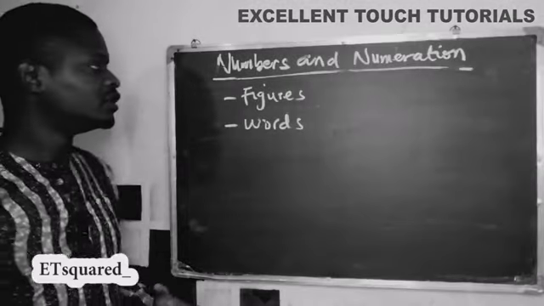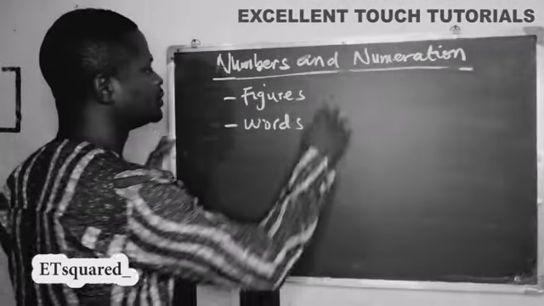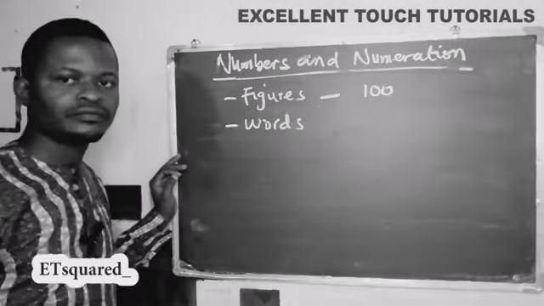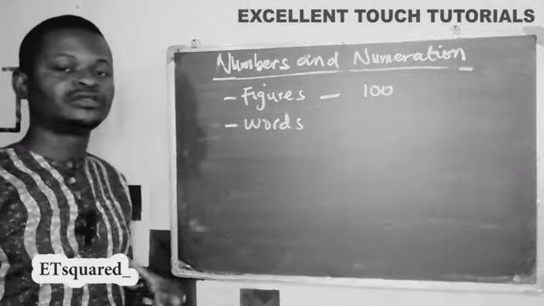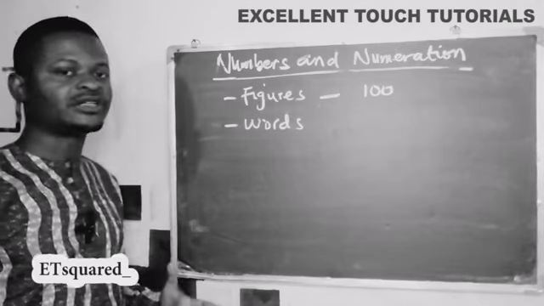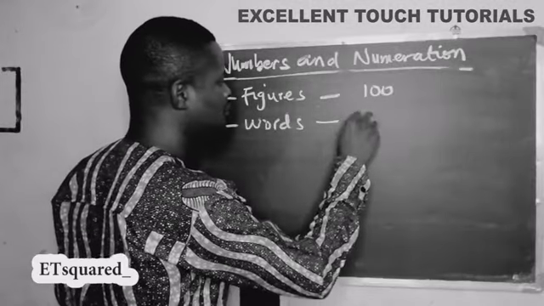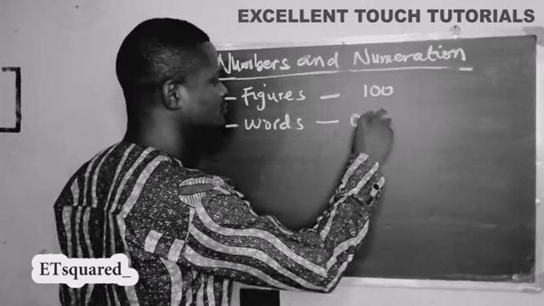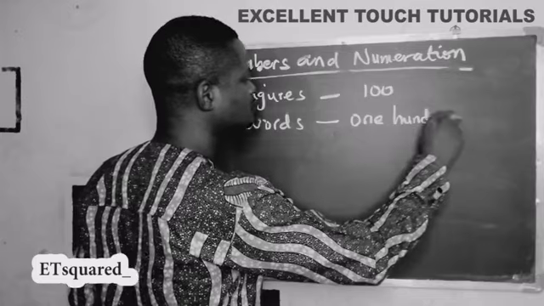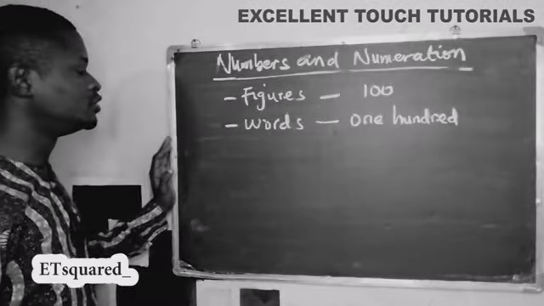For instance, if you want to write 100 in figures, that would be 100 like this. But if you want to write 100 in words, you will need to use your understanding of English to write it out this way. One hundred. So it is very, very important for you to take note of that.